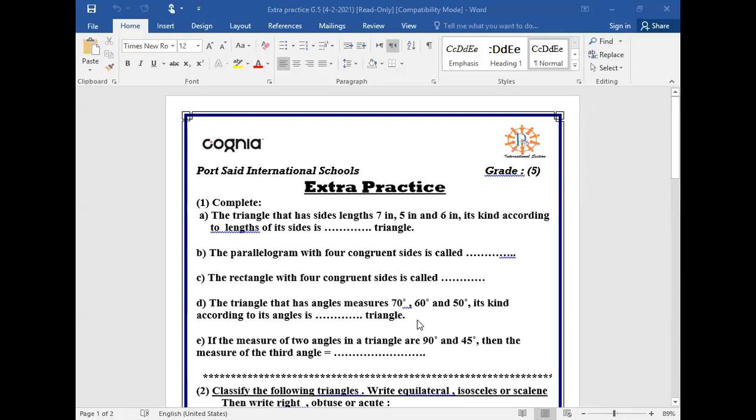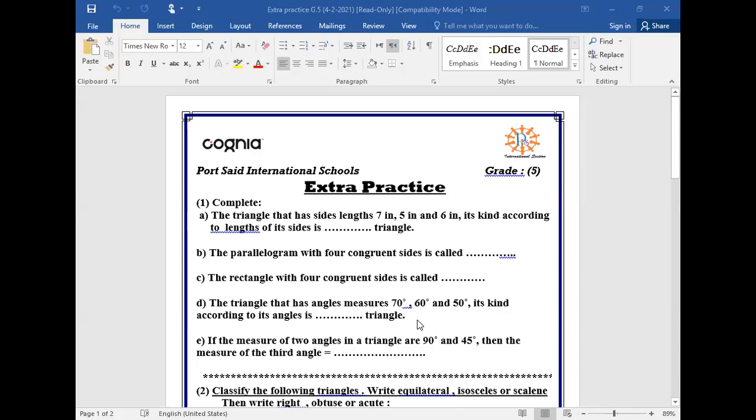According to angles, if the triangle has one right angle, the kind of the triangle will be right triangle. And if the triangle has one obtuse angle, the triangle will be obtuse triangle. And if the triangle has three acute angles, no right, no obtuse, it will be acute triangle. طبعا the measure of the right angle 90 degrees, the measure of the obtuse angle more than 90 and less than 180, and the measure of the acute angle more than 0 and less than 90.